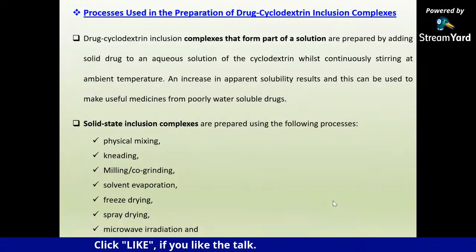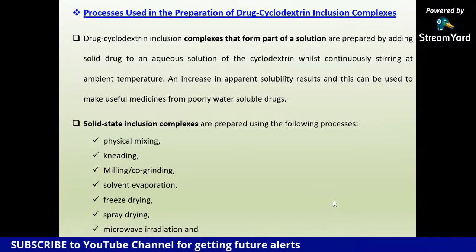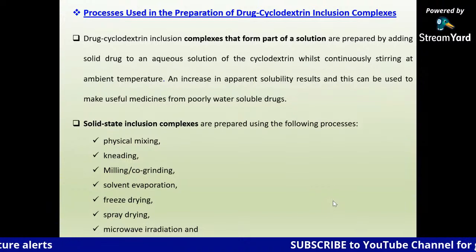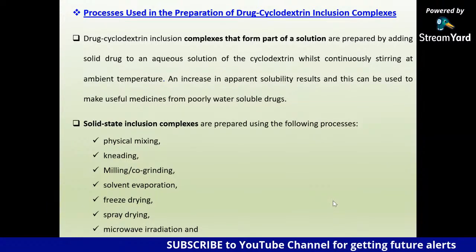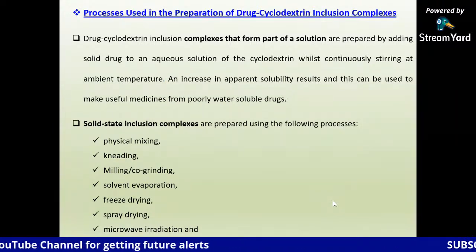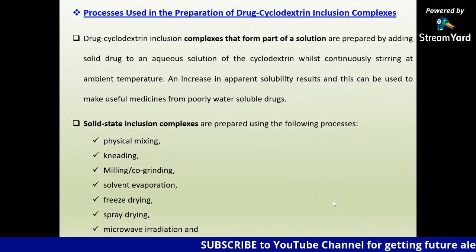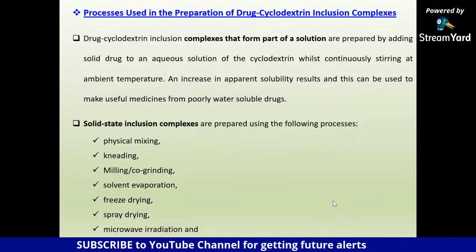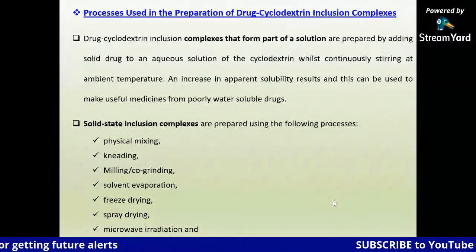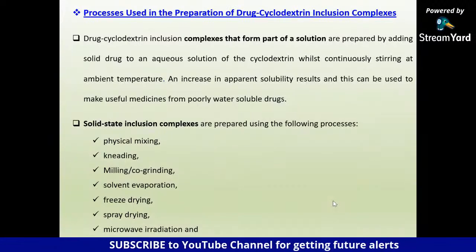We spoke about what the drug cyclodextrin complexes are and how they are formed. And now I will take you through the processes used in the preparation of the drug cyclodextrin inclusion complexes. So drug cyclodextrin inclusion complexes in solution are prepared by adding quantities of the solid drug to the aqueous solution, whilst continuously stirring at ambient temperature.